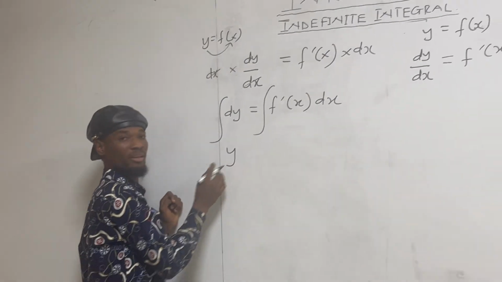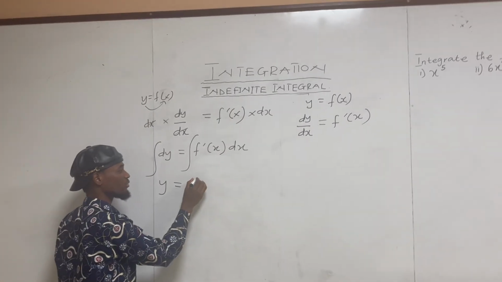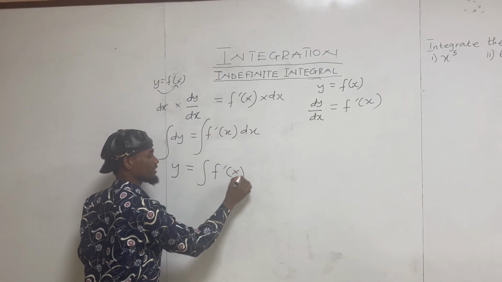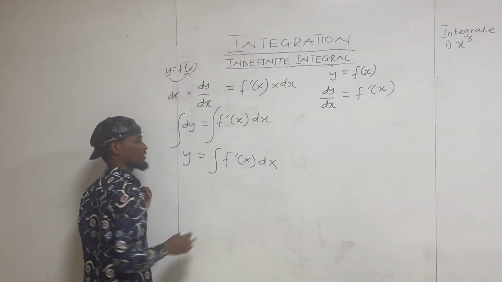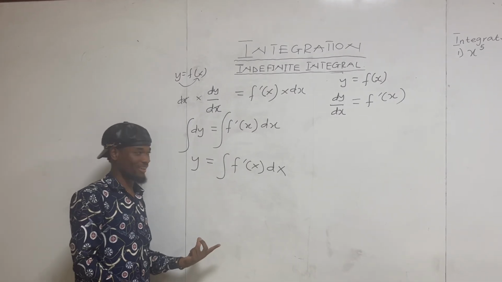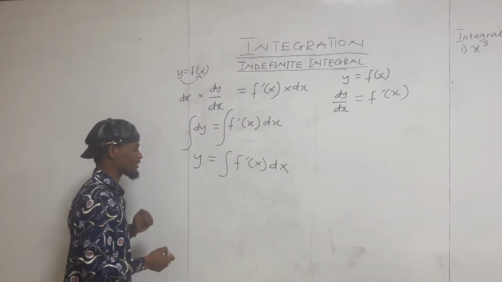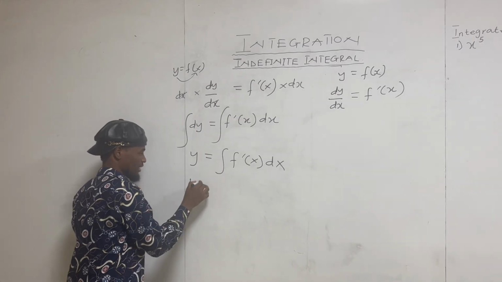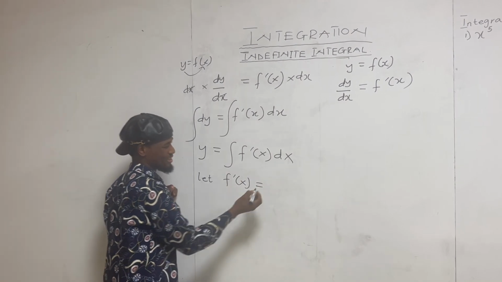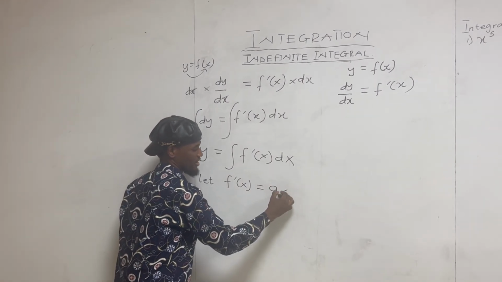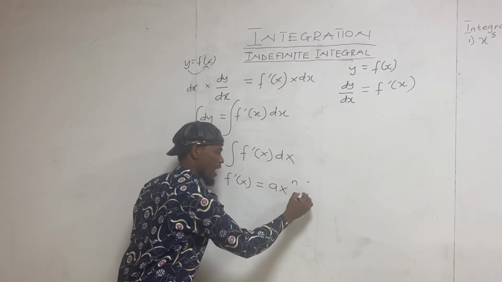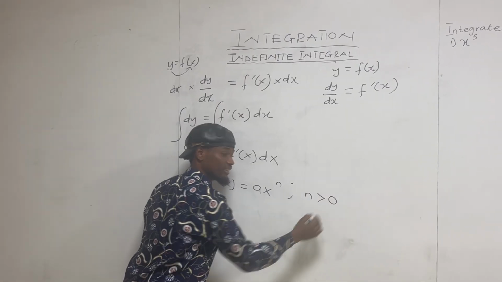So what do we have? We have y, which is equal to what? The integral of f prime of what? Of x, the what? The dx. So viewers, this is the rule of the game. Alright, so that's all. But what happens? So let's say, let f prime of x be equal to anything at all. Let's say a x to the power, let's say n, okay, where n is greater than 0.